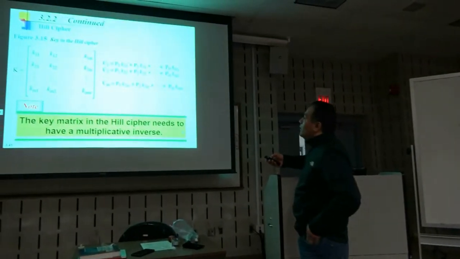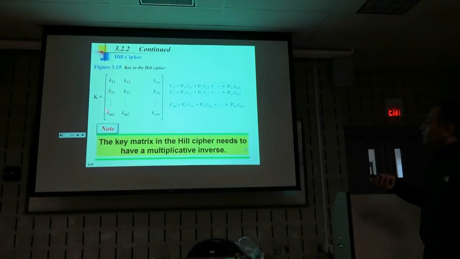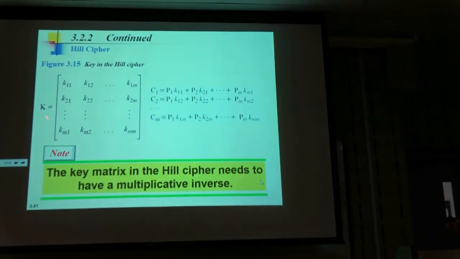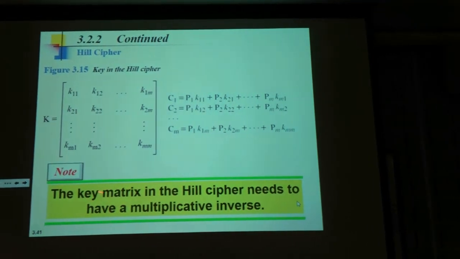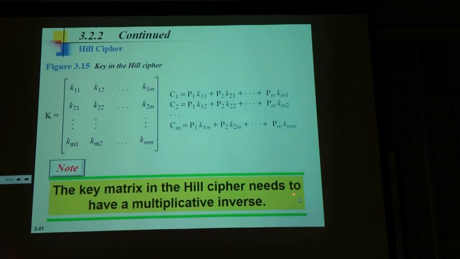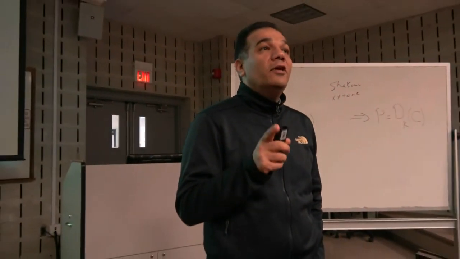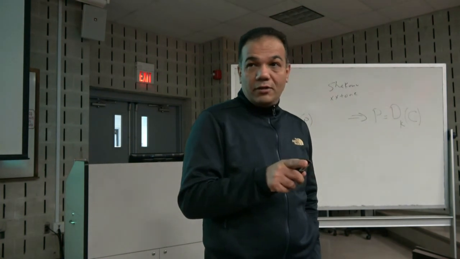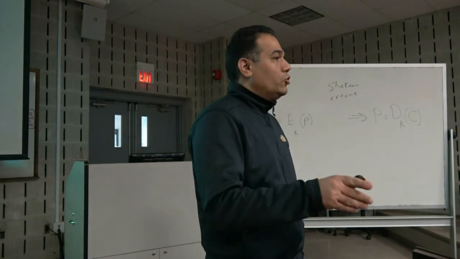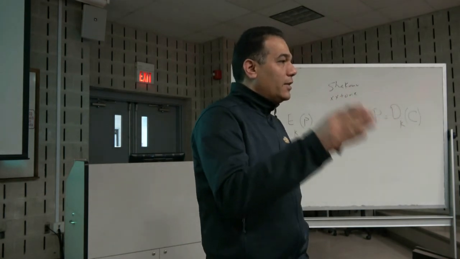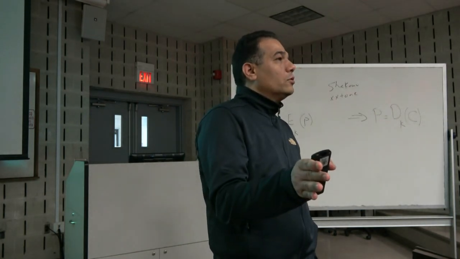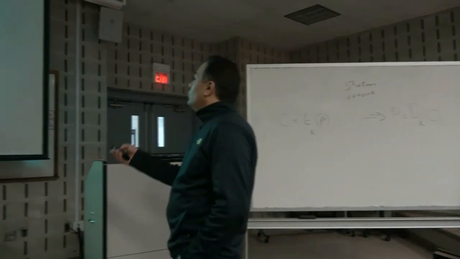Another technique in here, like you divide the data into matrix, right? So the key matrix in the Hill Cipher needs to have a multiplicative inverse. So you build the key, a matrix, but one condition, it has to have a multiplicative inverse. And which matrices have multiplicative inverse? It has to be a square matrix, right? So here's the condition: a square matrix that has multiplicative inverse. Simple, all right?